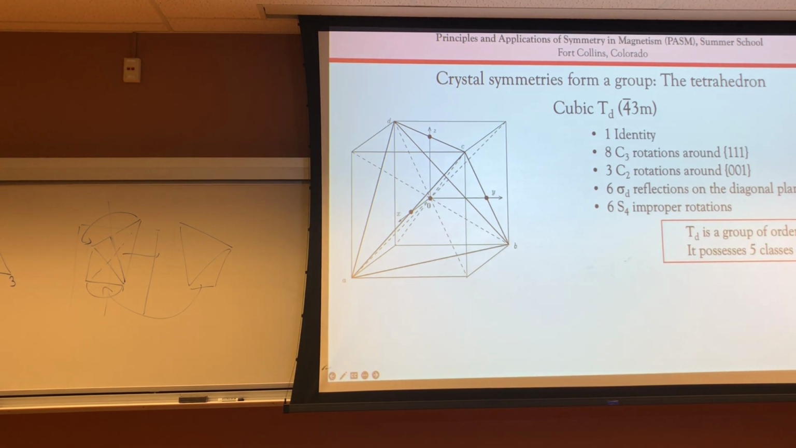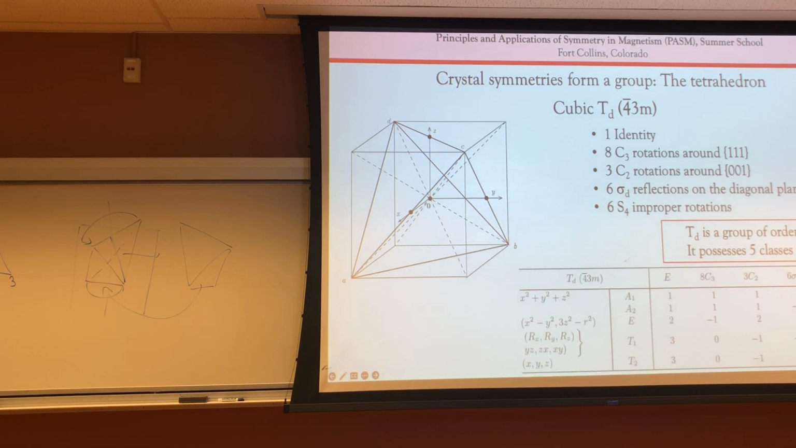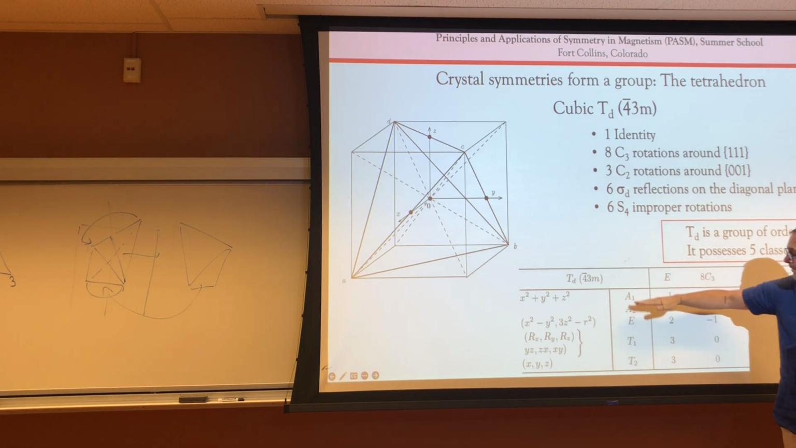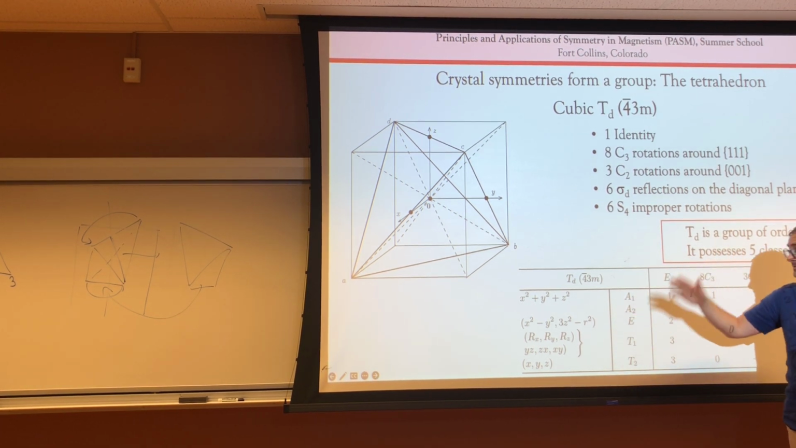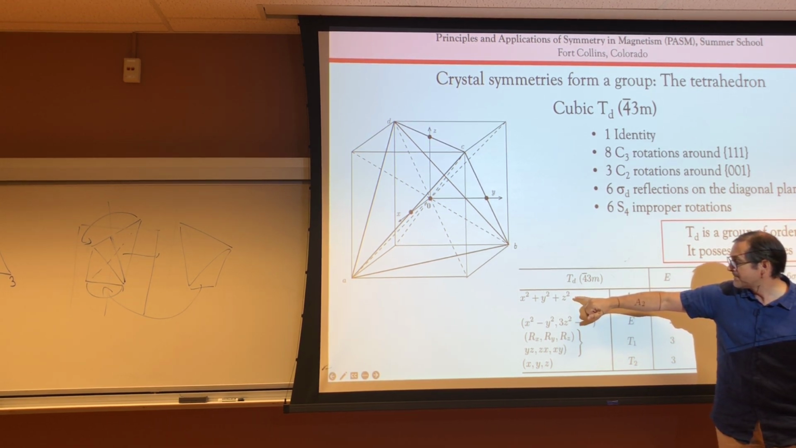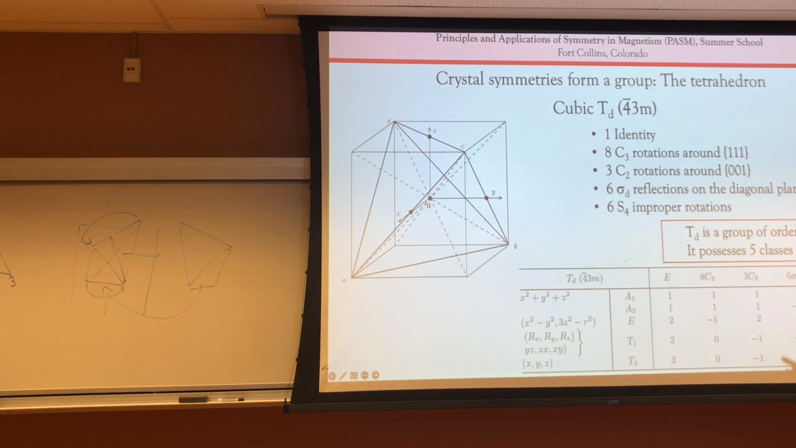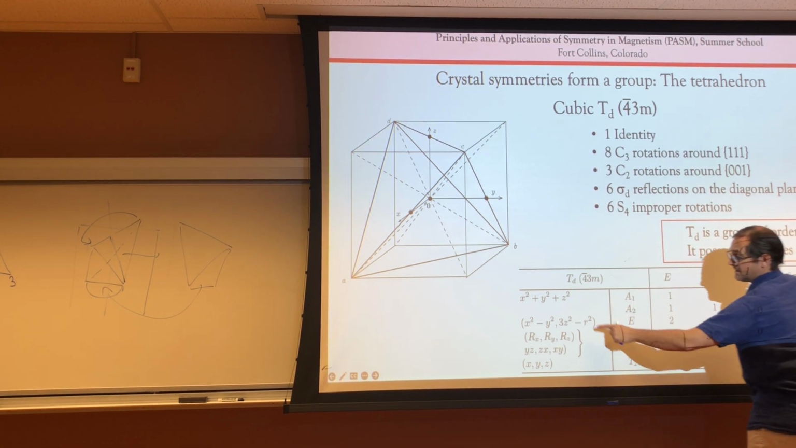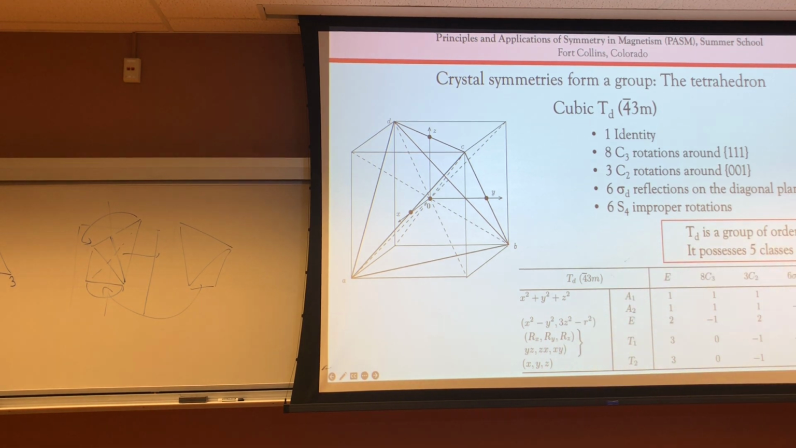So we have 24, so the order of the group is 24, and you see that it possesses 5 different classes. Okay? If I look at the character table, again, I have 5 classes, 5 of what we call irreducible representations. We'll see what they are. And now you see that the invariant functions associated to each of those representations are different from the previous one, of course. And then we have many more numbers inside. We'll see what those numbers mean.